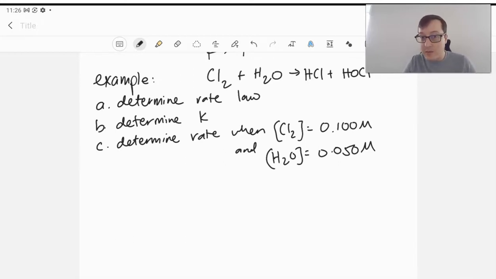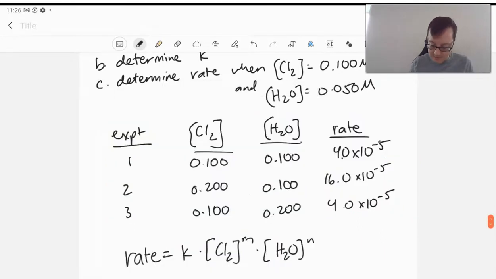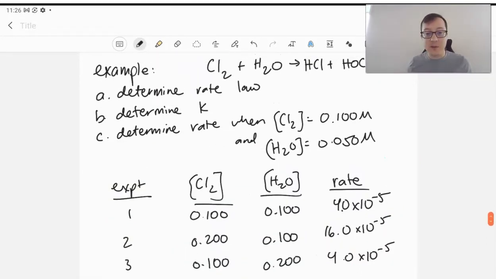And of course, it may be tempting to say, well, the rate is simply Cl2 to the first power and water to the first power, and we're done. Incorrect. Don't do that. Rate laws must always be determined from data. And so, we have the data. Here it is. Some experiments were done, concentrations were measured, as well as the rates of the reaction, the initial rate.